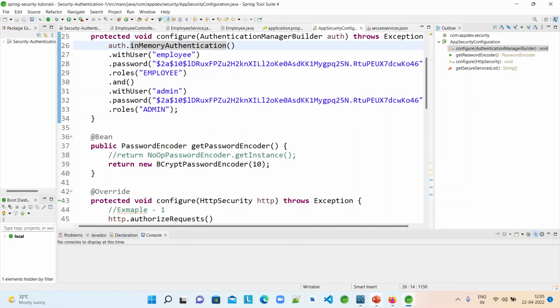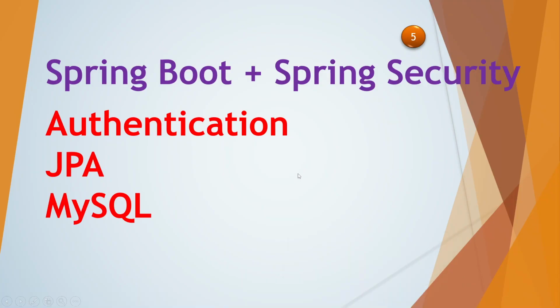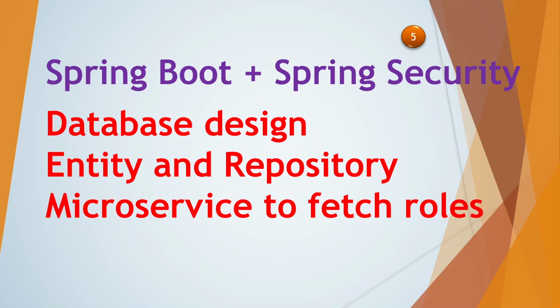So let me start with that. As part of that, I'm planning to segregate the JPA based authentication into two videos. In today's video, we will completely start from scratch, like database design. We will create an entity and the repository. We will create a service as well to fetch the roles. This is a dummy service. We just want to see whether, for a given user ID, we are able to get the respective roles and the user details as well. That we want to develop as part of this video.